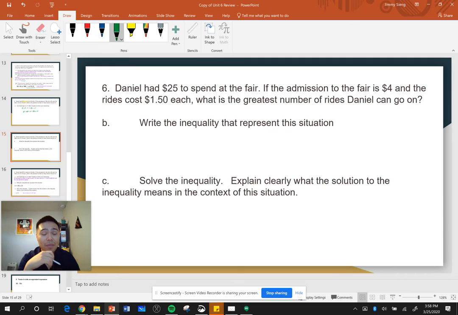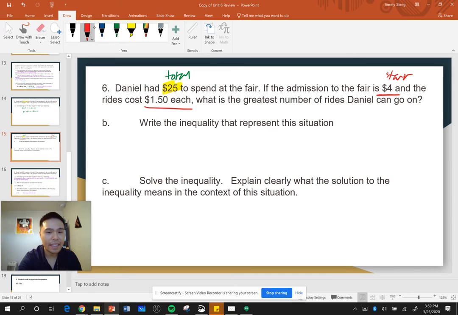Okay, now B, we have to write an inequality, okay? Remember, the maximum amount is 25. He can't go over, but he can spend less, right? So remember, this $25 is your total. And then we have here $4 is what you have to pay just to get in. That's your start. And then your $1.50 fee, okay?